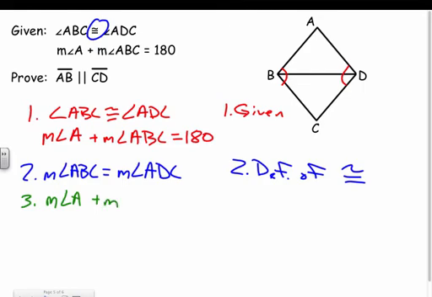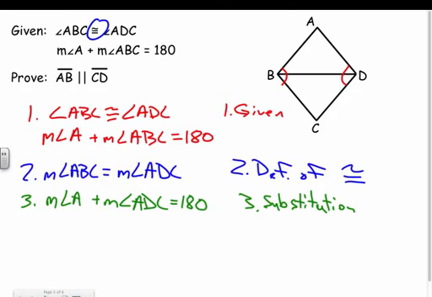So now we're substituting in, right? So I'm going to say measure of angle A plus measure of angle ADC equals 180, and we substituted that in. So let's see if that helps us. Let's look at our picture now. Sometimes it helps to draw in your picture a little bit.